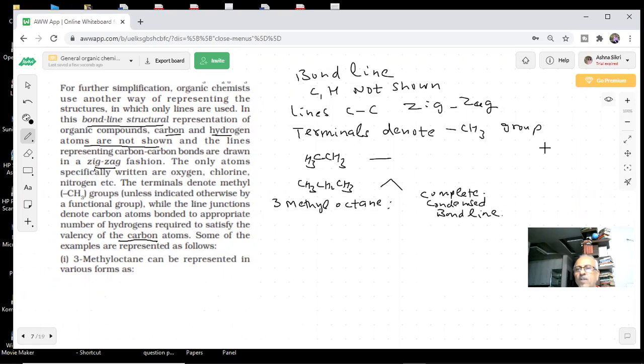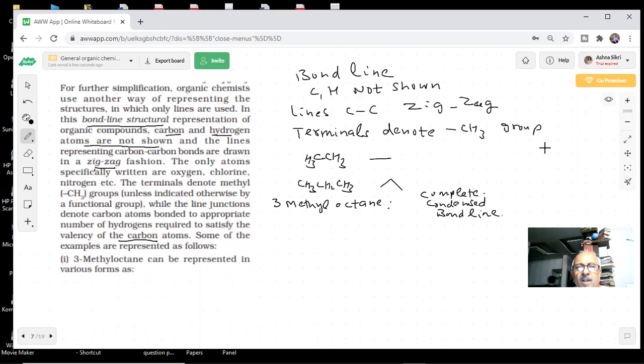We can write, students, the complete form, the condensed form, and the bond line representation. Such representations will be used sooner or later when molecules become longer, students. We have to practice and we have to learn complete, condensed and bond line representations. Okay, let me see how we do it.